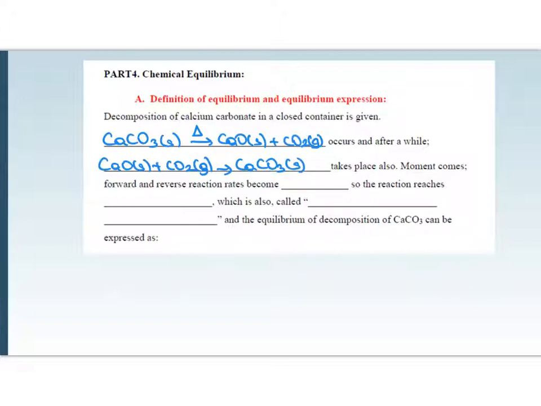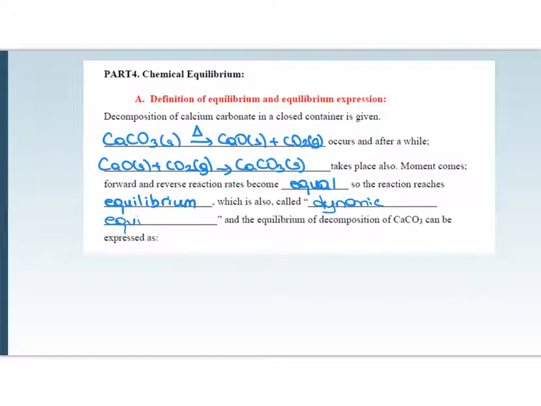Now the first reaction was endothermic. When you reverse the reaction, just remember Hess's law, it becomes exothermic. And the moment comes, forward and reverse reaction rates become equal. So the reaction reaches equilibrium. So this is the definition of equilibrium. When forward reaction and reverse reaction rates become equal, the reaction is said to be at equilibrium, which is also called dynamic equilibrium.